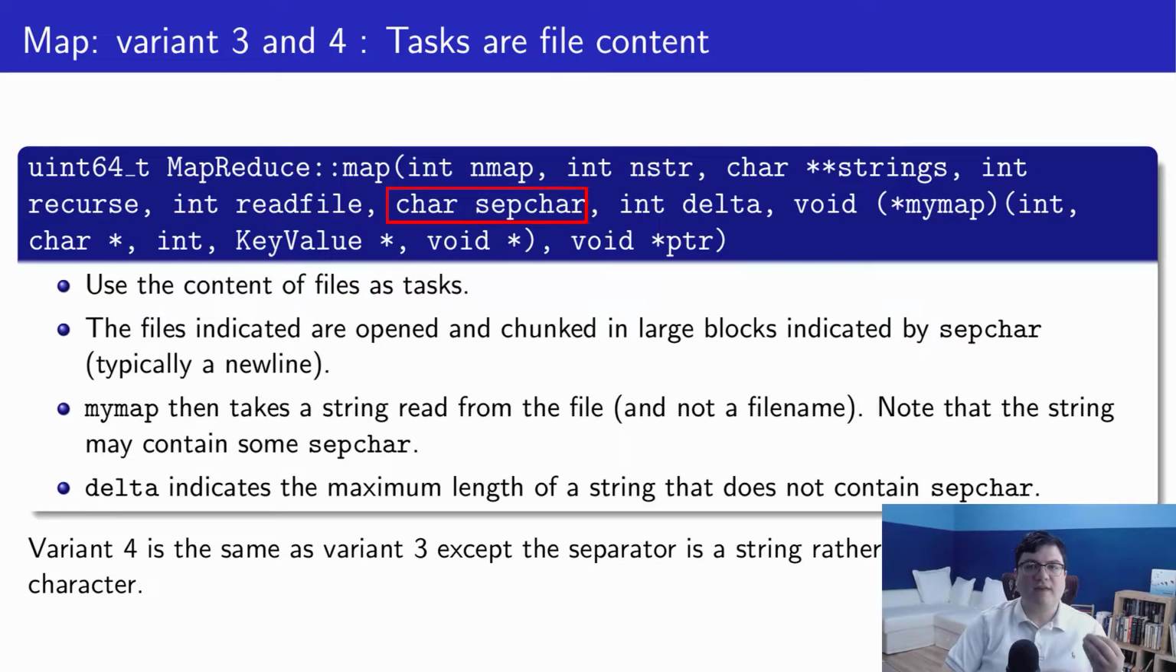Map cuts the text in different tasks using the separator, and delta is the maximum number of characters that can appear between 2 separators. The first parameter indicates how many map tasks you want in total. MapReduce MPI will split the text to honor that number of map tasks. In particular, it means that in most cases, the map task will receive a string that contains the separator.